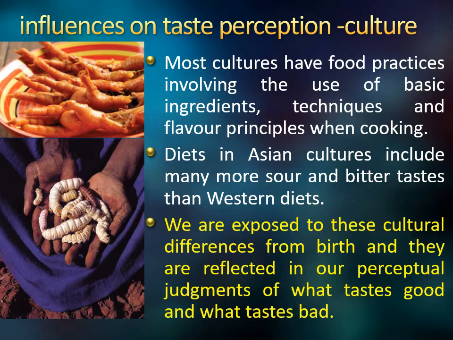All right. So we looked at genetics as being part of the biological. We looked at perceptual set as part of the psychological. The social is culture. So most cultures have food practices involving the use of basic ingredients, techniques, and flavor principles when cooking. Diets in Asian cultures include many more sour and bitter tastes than Western diets. So we're exposed to these cultural differences from birth, and they are reflected in our perceptual judgments of what tastes good and what tastes bad.